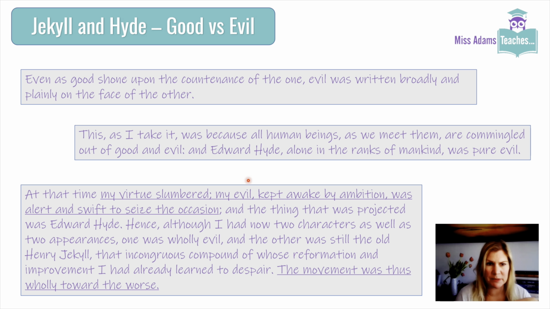Look at this lovely juxtaposition, this really nice personification. Again, with duality, it's perfect here. "My virtue slumbered," so virtue meaning goodness, slumbered is sleeping. "My evil was kept awake by ambition." So you've got that juxtaposition between virtue and evil, and then sleeping and being awake. And it's by ambition. So what he is saying is that when he did this experiment, it was the darker side of him that was pushing it, because it was an arrogance. It was about playing God. And because of that, what was created was his darker side.